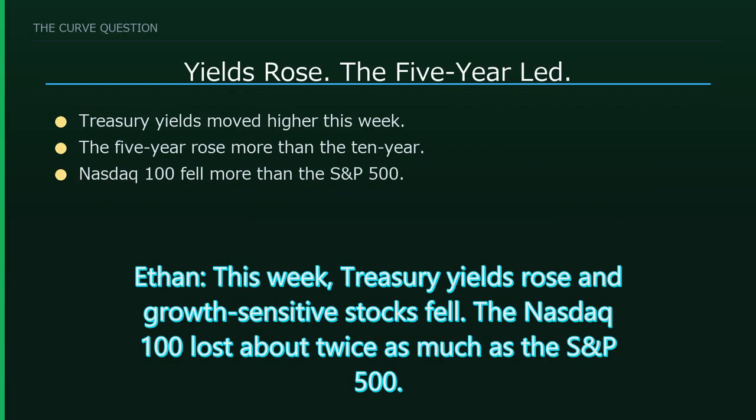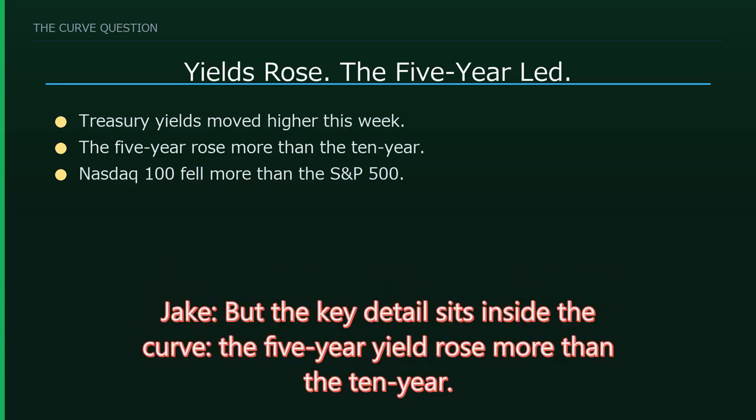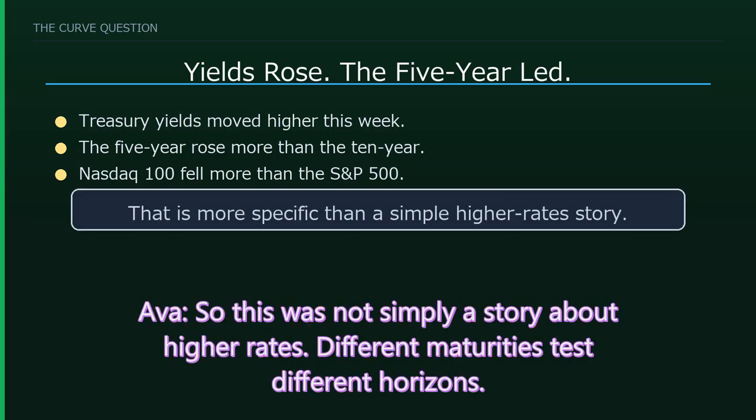This week, Treasury yields rose and growth-sensitive stocks fell. The Nasdaq 100 lost about twice as much as the S&P 500. But the key detail sits inside the curve. The 5-year yield rose more than the 10-year. So this was not simply a story about higher rates. Different maturities test different horizons.